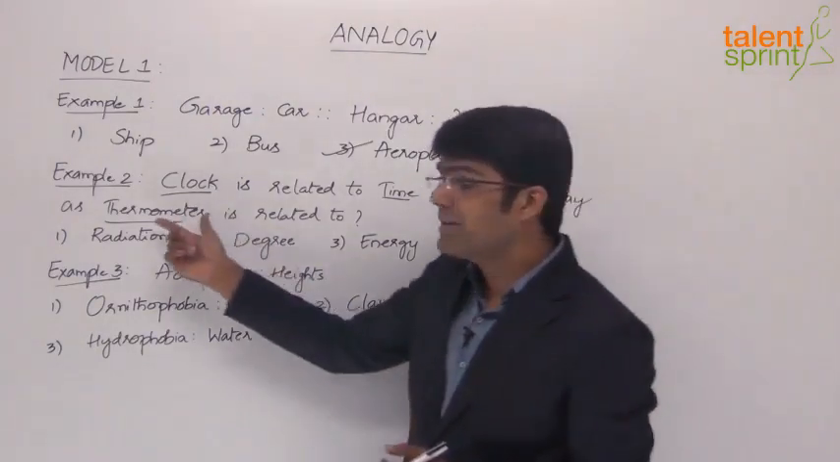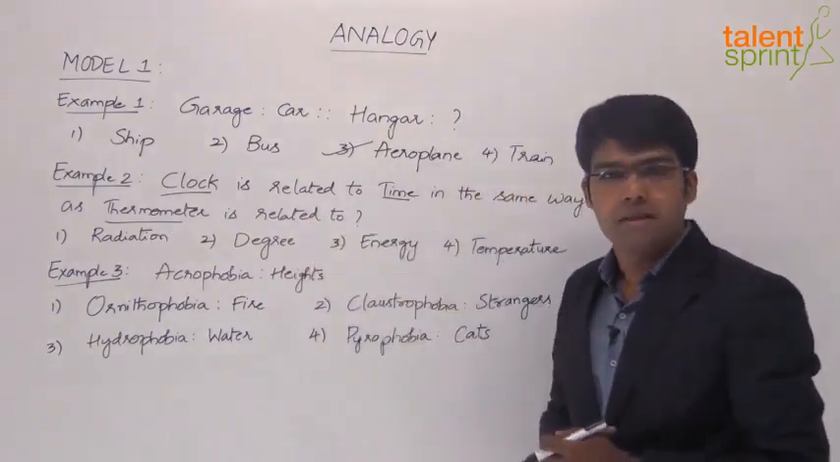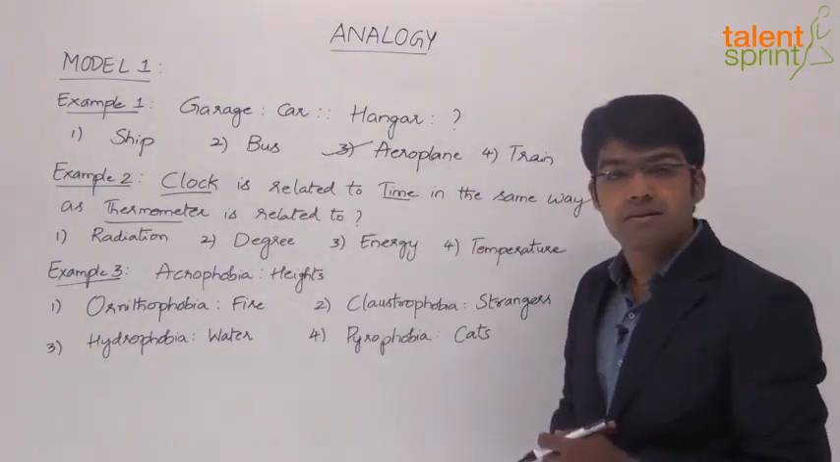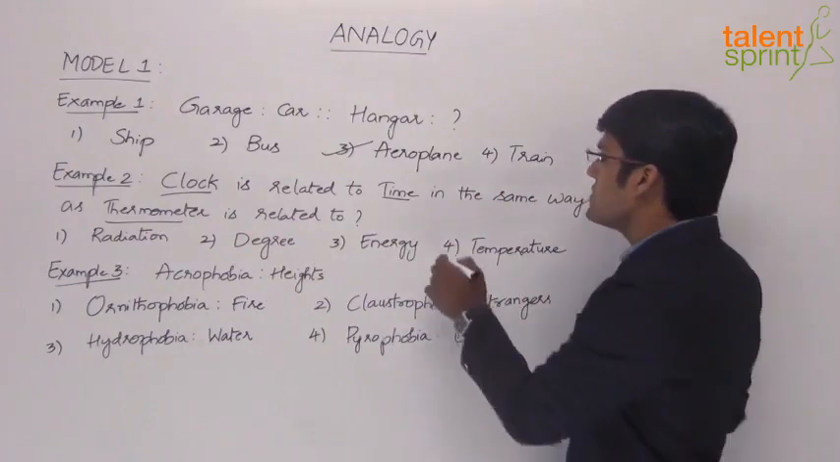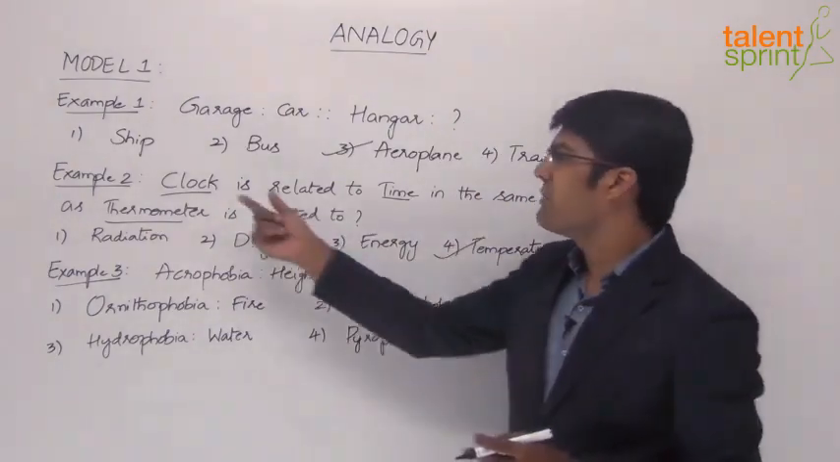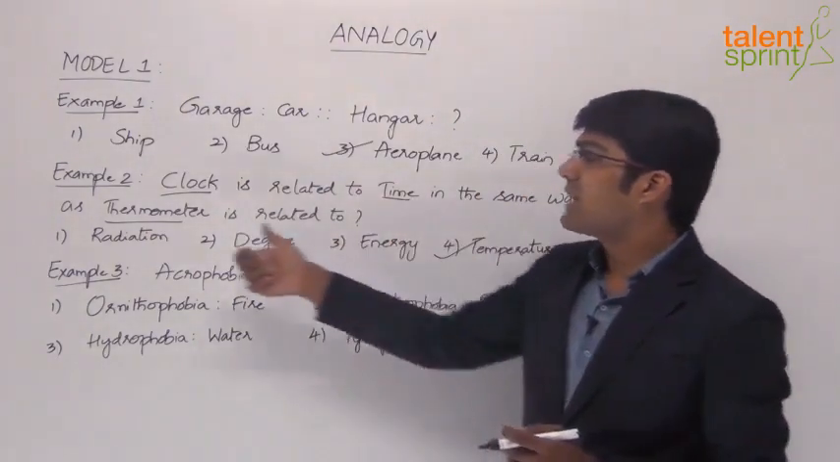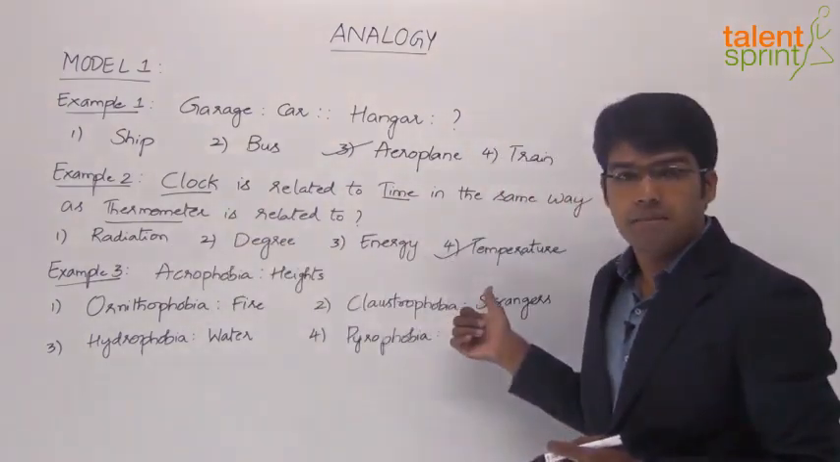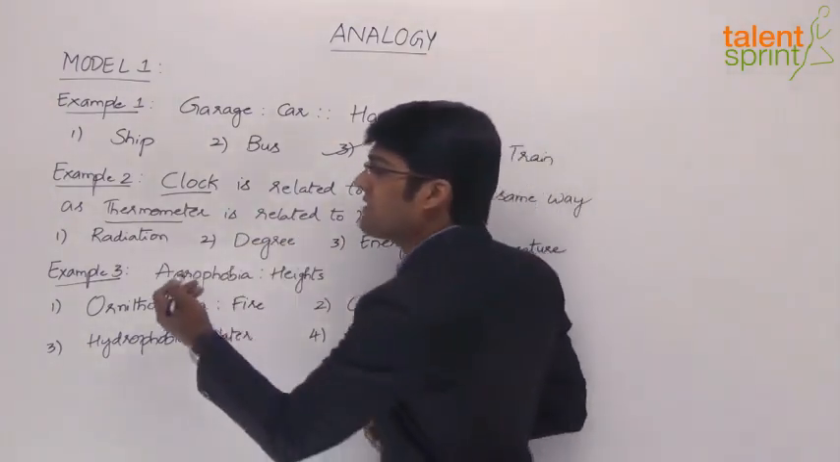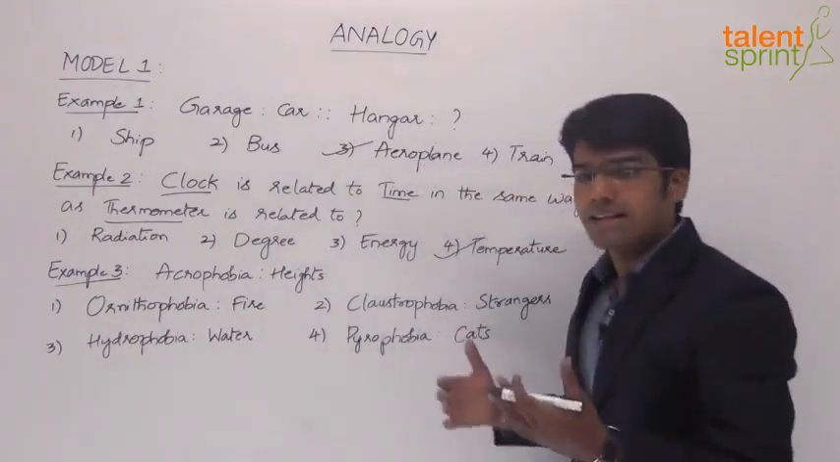So we can say thermometer is used to measure temperature. So the answer for the second question here has to be temperature, which is option 4. So clock measures time in the same way as thermometer measures temperature. If you look at the remaining options, the first option, radiation, anyway is not the right answer.